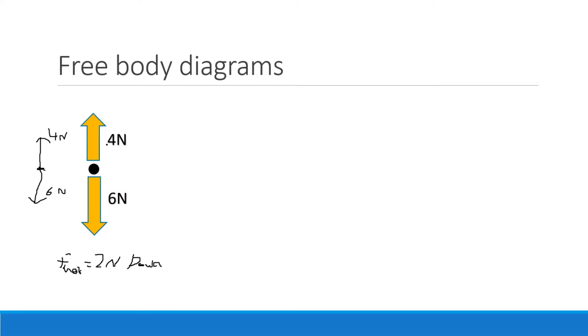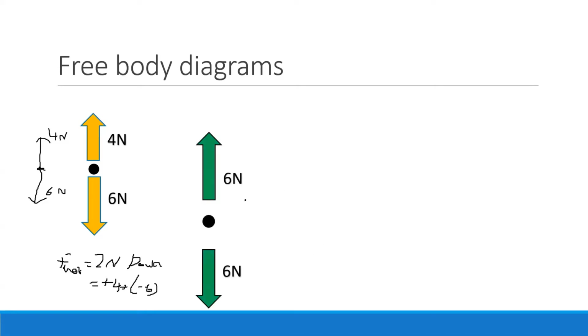How did you get 2? Well, we had 4 going up and 6 going down. You could work that out by saying, well, let's take up to be positive. We've got positive 4 going up plus negative 6 going down. And that's how we get to negative 2. And for more complicated ones, you probably want to do something like that. Let's do this next one. I haven't pushed these arrows close together. Sorry about that, that was just because I was lazy here.